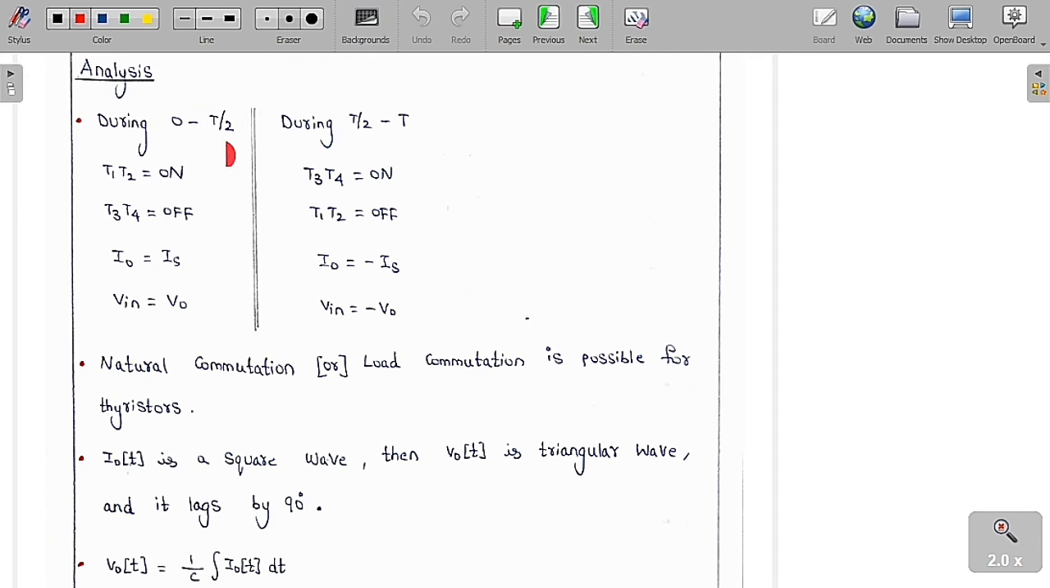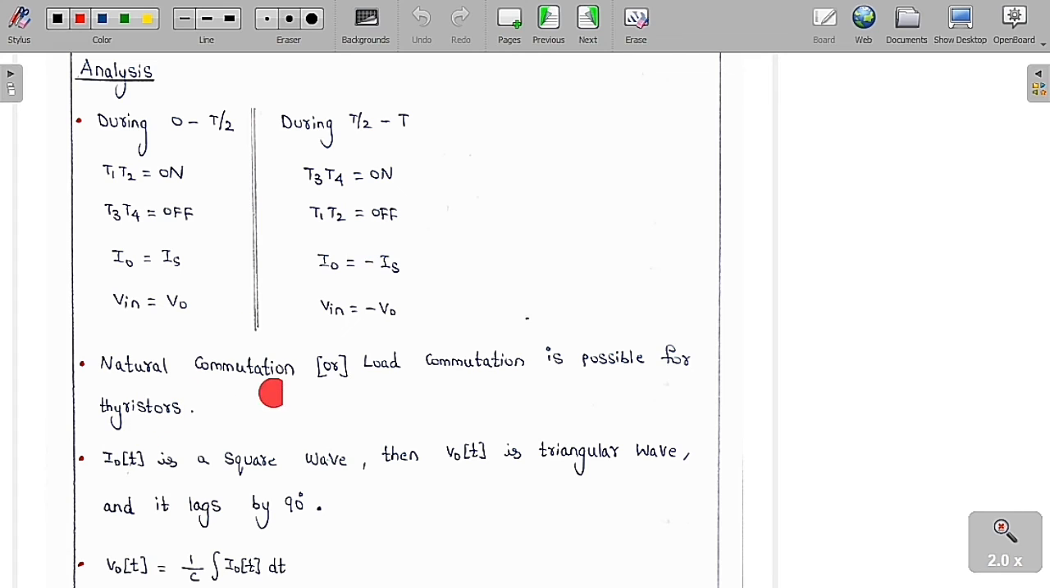So now we are going to do some analysis. I already told you that during 0 to T by 2, T1, T2 are on and T3, T4 are off. Therefore, if you analyze, we are going to get I naught is equal to Is and V naught is equal to VIN. Whereas from T by 2 to T, T3, T4 are on, whereas T1, T2 are off. Therefore, I naught is equal to minus Is and V naught is equal to minus VIN.